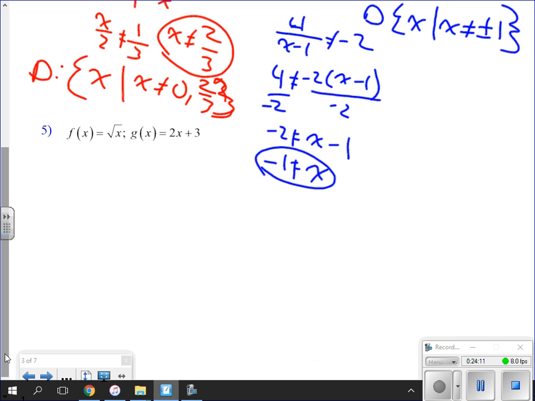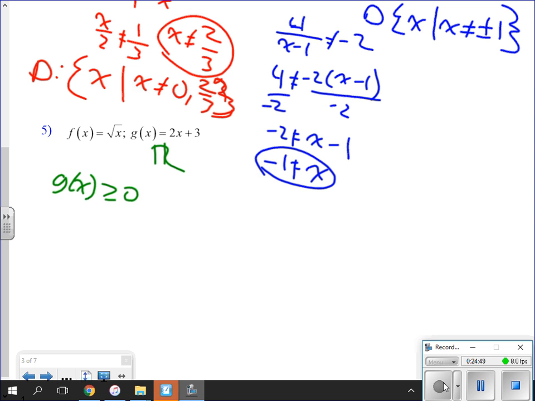Okay, take a minute, do number 5. Okay, so we're doing f composed of g, so first we need to look at g. What are my domain restrictions on g of x? There are none. My domain for g of x is all real numbers. Yay, I have no domain restrictions there. I do, however, have domain restrictions for f. What am I not allowed to take the square root of? A negative number. So that means whatever I'm taking the square root of must be greater than or equal to 0.